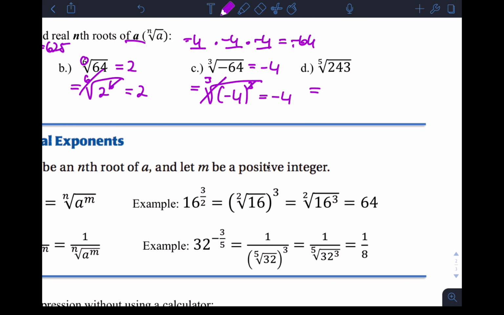Likewise here, I'm going to approach it this way. It's the 5th root of 243, which is 3 to the 5th power. So these cancel, and the answer is 3. Okay.